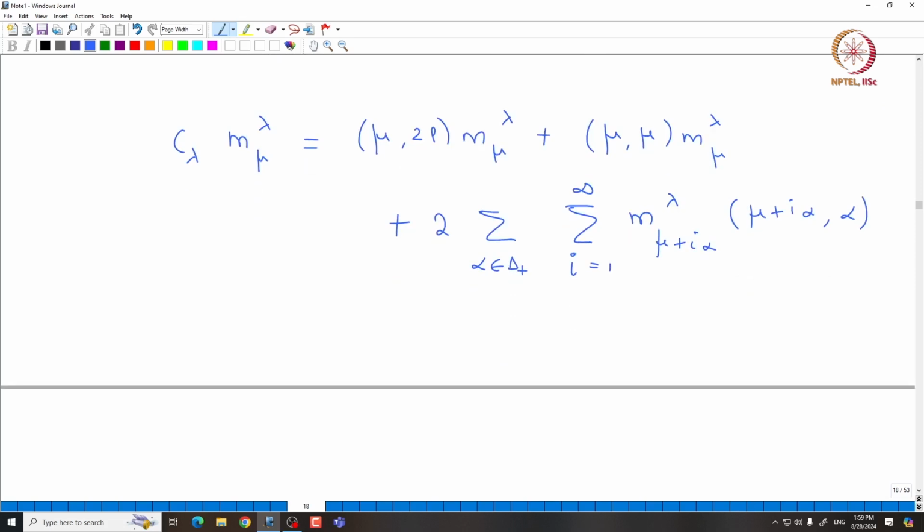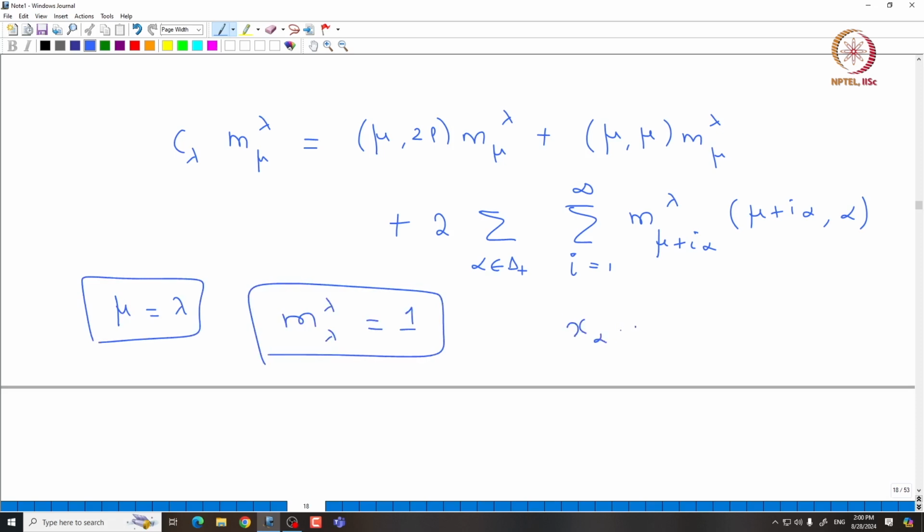Now, this same calculation can be done for mu equal to lambda. When you take mu equal to lambda, you know that the multiplicity of lambda is 1 and x_alpha is going to act as 0 on V_lambda, which is the one dimensional space. Even in this summation, if mu is the highest weight, then mu plus i alpha cannot be a weight, so these multiplicities will become 0. So, that tells you that C_lambda is nothing but lambda comma 2 rho plus lambda comma lambda.